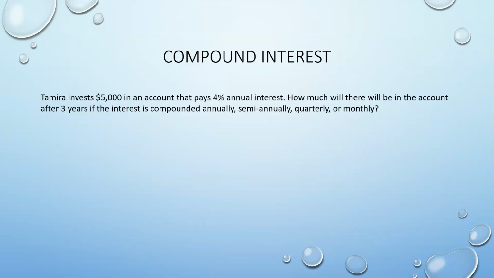All right, so let's look at an example. Tamira invests $5,000, so that's going to be my principal amount, in an account that pays 4% annual interest. So we convert that to a decimal, so my R is going to be 0.04. How much will there be in the account after 3 years, that's T, if the interest is compounded annually?